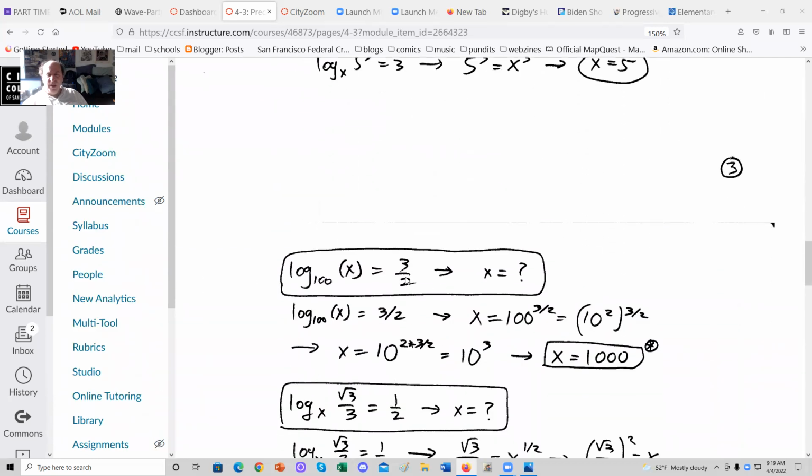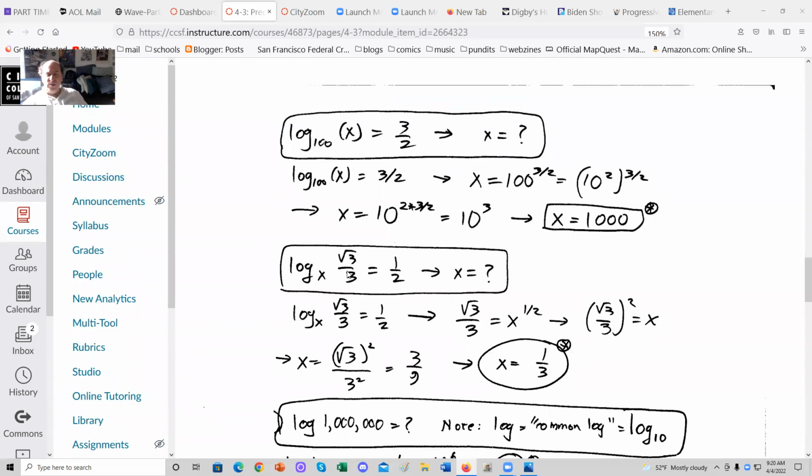Log base 100 of x is 3 halves. For what x? Okay, we transpose the logarithm. It becomes an exponential on the other side, exponential base 100. So from here, x equals 100 to the 3 halves. And then, 100 is 10 to the second power, so 10 to the second to the 3 halves. It means you multiply the exponents. X equals 10 to the 2 times 3 halves. After a bit of cancellation, it's 10 to the third. So x equals 1,000.